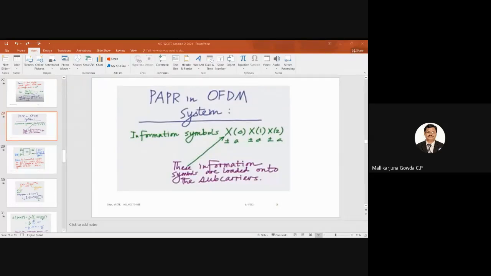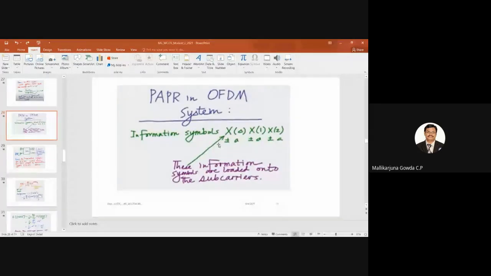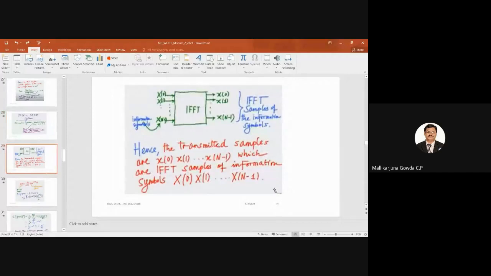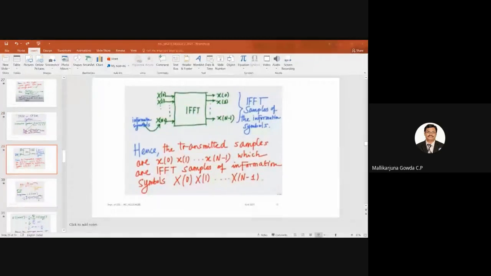Let me represent this again with BPSK modulation. Here x of 0 may be plus A or minus A, and similarly x of 1 and x of 2 and so on. It may be 0 or 1: if the symbol is 0, I represent it by plus A, and if the symbol is 1, I represent it by minus A. I think you are aware of this.